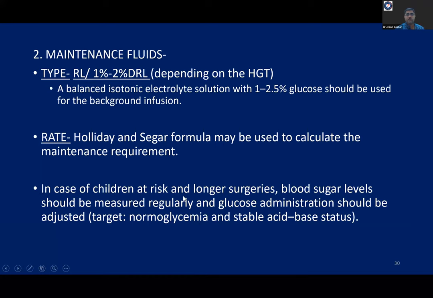In children at risk, for longer surgeries, we need to monitor blood sugar levels. There is always a little bit of hyperglycemia from the surgical stress response, which stimulates some form of gluconeogenesis, and the sugars, in spite of the fasting, are slightly on the higher side. But you need to maintain euglycemia. Okay, no form of hypoglycemia or hyperglycemia is going to be good, right? That is why we need to titrate this dextrose Ringer lactate as maintenance fluid after looking at the HGT, preparing this 1% or 2% depending on what the patient needs.